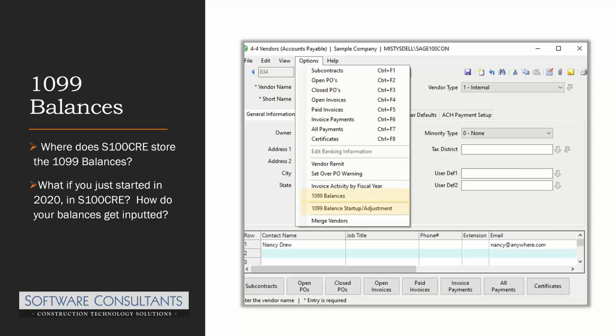So say January through March, I paid Made Right Construction $1,000. Then I would come over here and on March 1st, I would put in $1,000 to their 1099 balance startup adjustment so that I could process my 1099s through here. That is how you get those startup balances for your 1099s. That only has to do with if you're starting out mid-year within Sage 100 Contractor. For those companies that are new, that information is how you get your startup balances in there. So that's kind of 1099s in a nutshell.